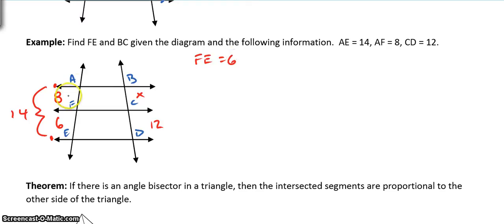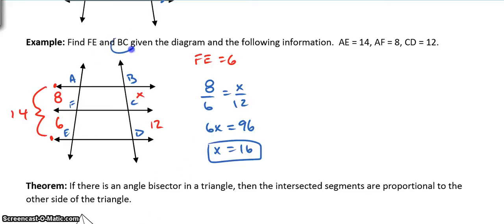So we have top over bottom equals top over bottom. So 8 over 6 equals x over 12. When we cross multiply, I get 6x is equal to 8 times 12, which is 96. Divide both sides by 6, and x is 16. They wanted BC, and BC is x, so that's 16. So that takes care of that piece.